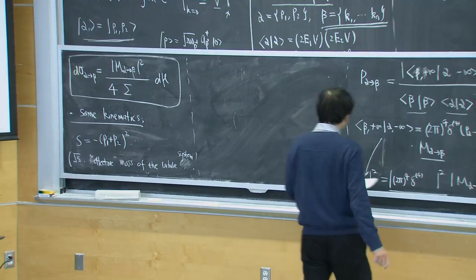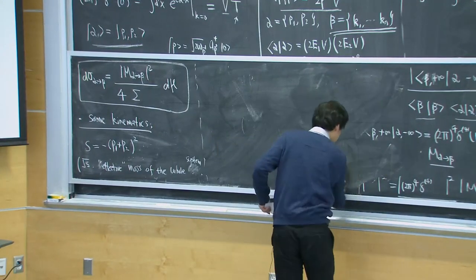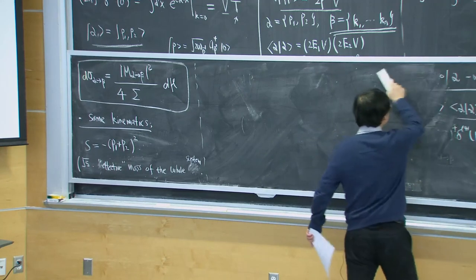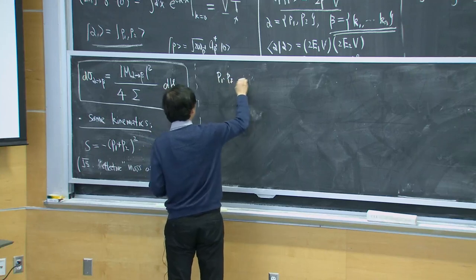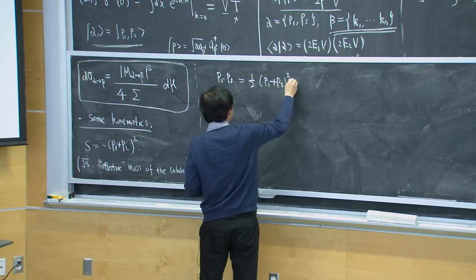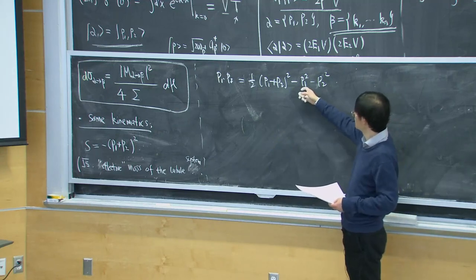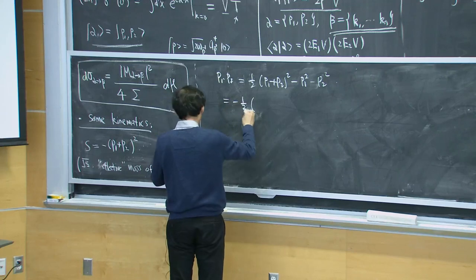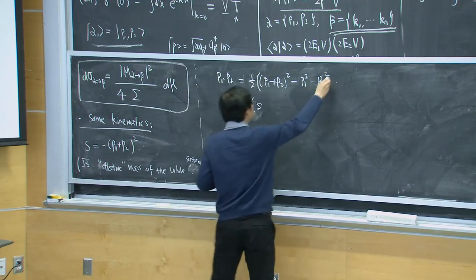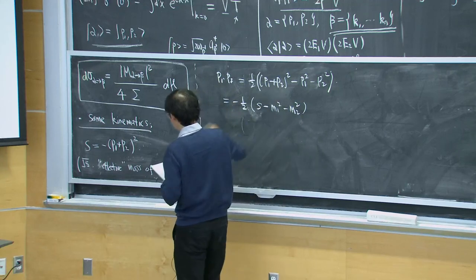We can also write sigma in terms of s, because P1 dot P2 can be written as 1/2 times (P1 + P2) squared minus P1 squared minus P2 squared. P1 squared is just minus M1 squared, and P2 squared is just minus M2 squared. So this is equal to minus 1/2 times s minus M1 squared minus M2 squared.